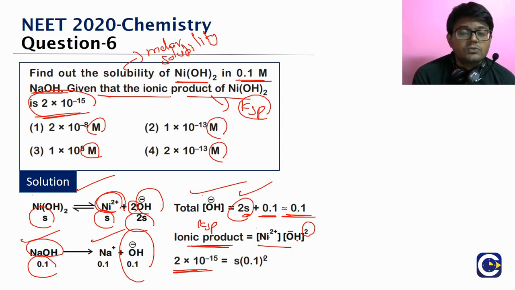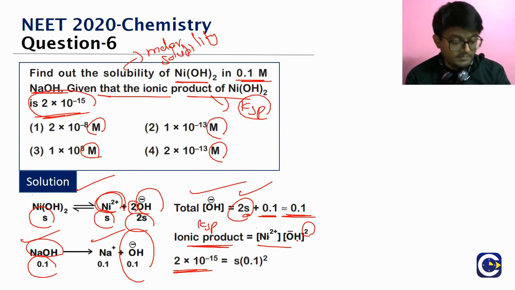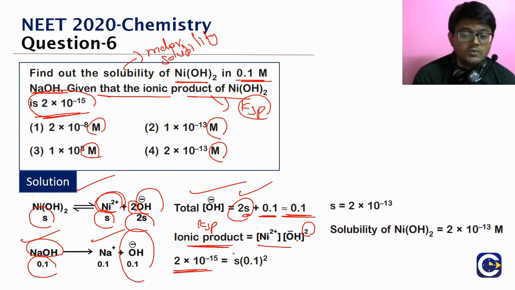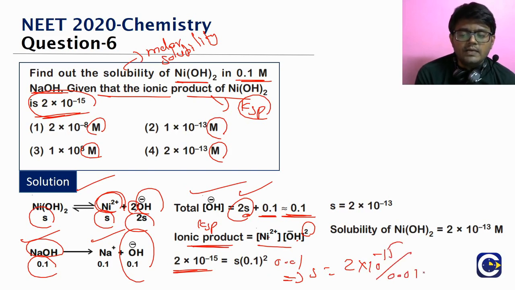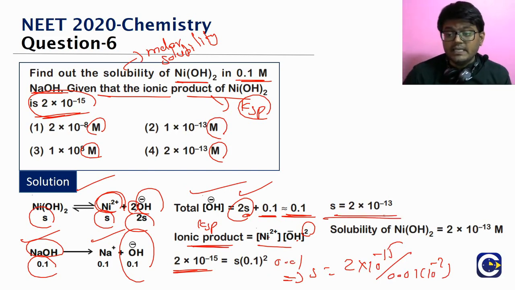So 0.1 squared. If you simplify it, we are looking for the value of S. So what will be the value of S? 0.1 squared means what? It is 0.01. So S will be equal to 2 into 10 power minus 15 by 0.01. 0.01 means it is 10 power minus 2. So totally, what is the S value going to be? 2 into 10 power minus 13.